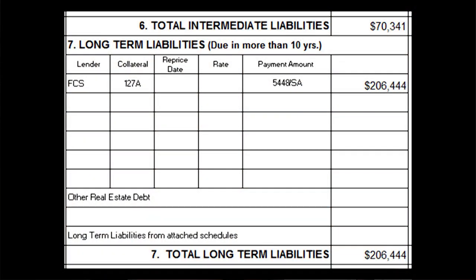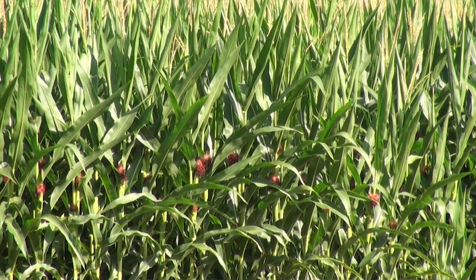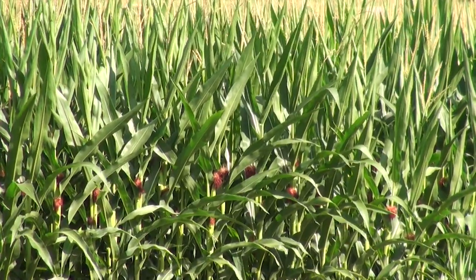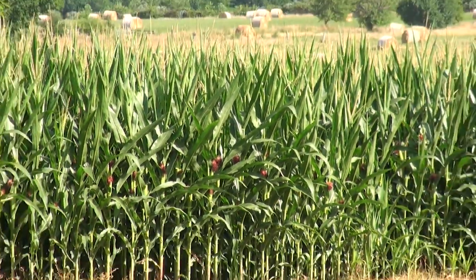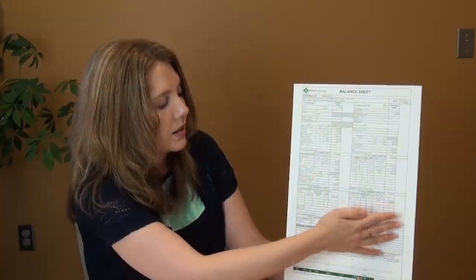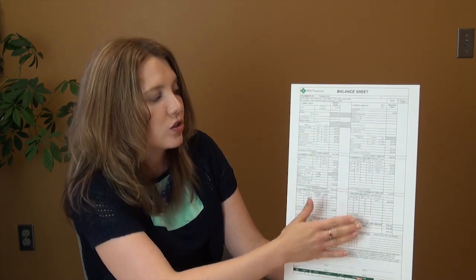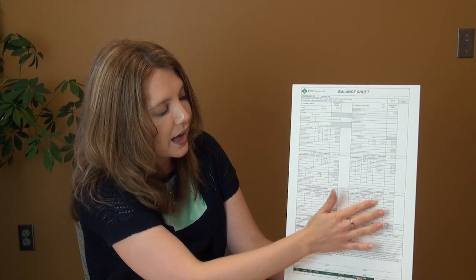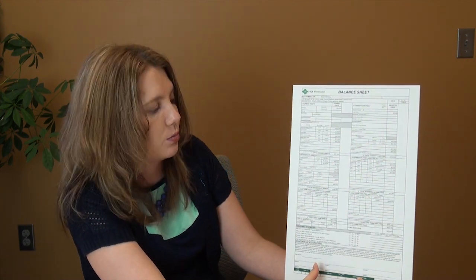As you move down, you'll find the long-term liabilities. Most likely, this section would be associated with real estate. So you would just include the lender, what the collateral was, the same information that you included above, and then what the balance of the loan is. The main idea is just to make sure that you've included all of your debts. And if it's not exactly in the right place, we can work with you to move it around as needed.